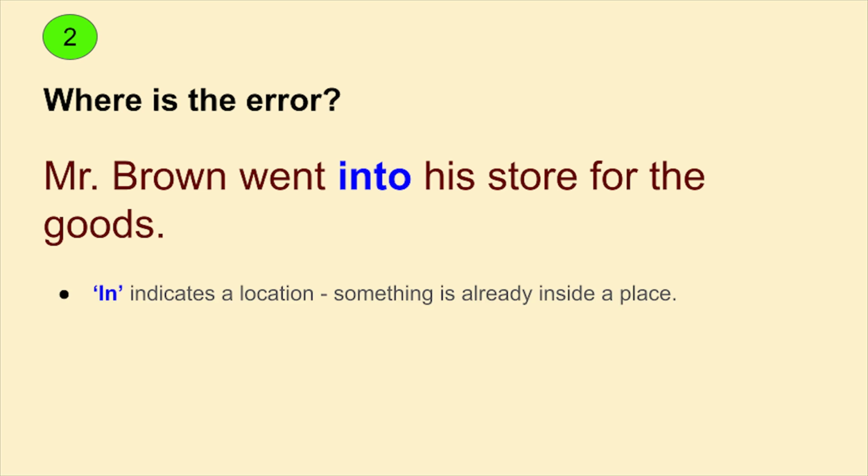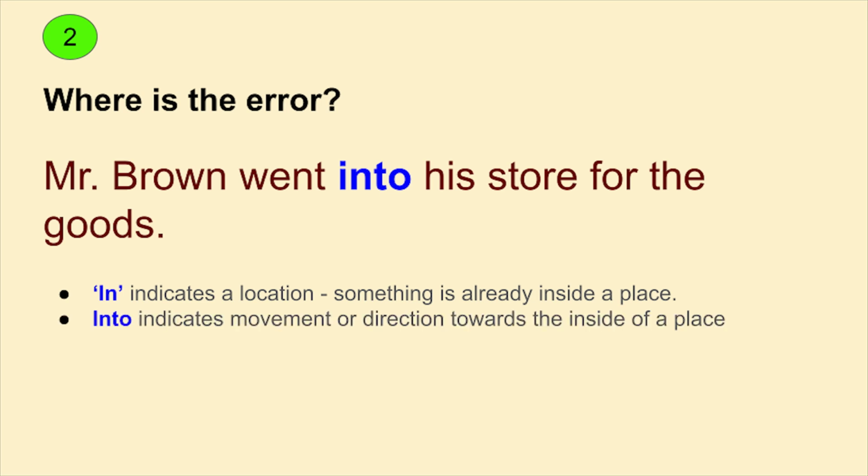In indicates a location, meaning something is already inside a place. Into is used to describe a movement or direction towards the inside of a place. Mr. Brown is moving from the outside of the store to the inside of his store. So the correct word is into. Mr. Brown went into his store for the goods.